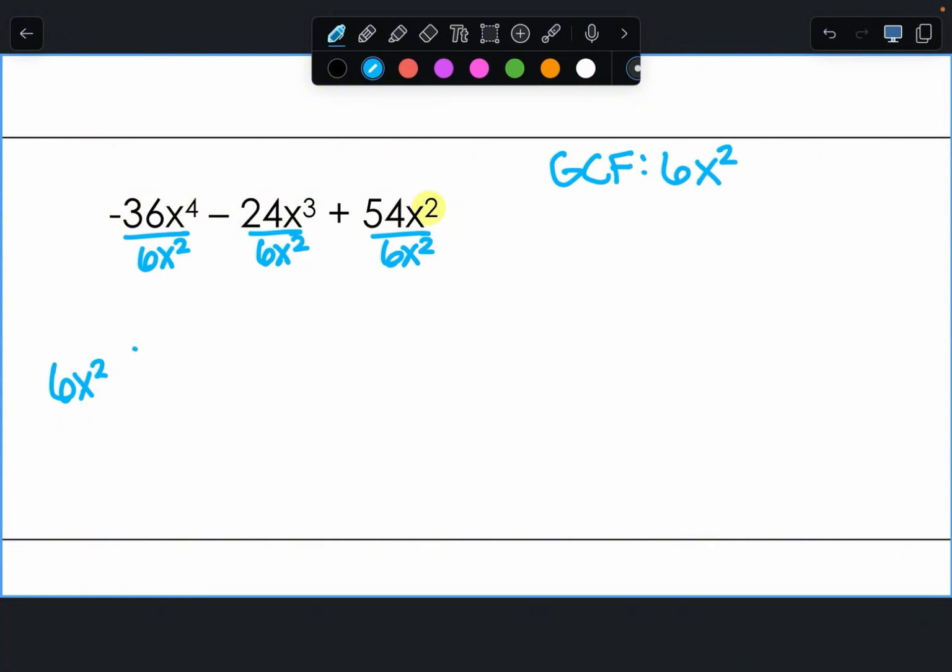All right. Negative 36 divided by 6 is negative 6x squared. And then x what? Squared. 4 minus 2 is 2. Bring down the minus sign. 24 divided by 6 is 4x. Bring down the plus sign. 54 divided by 6 is 9. And you're done.